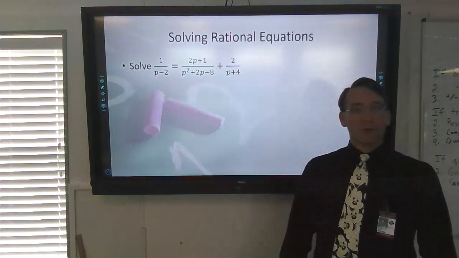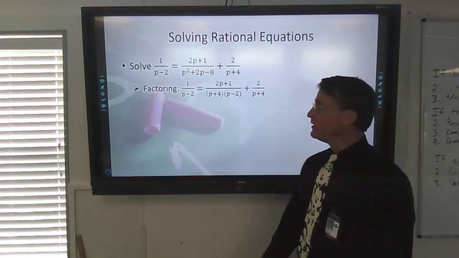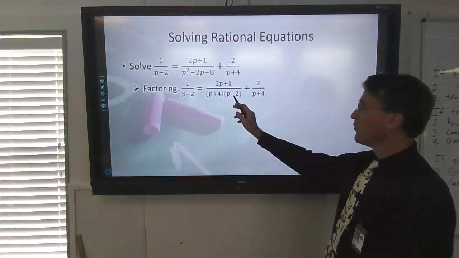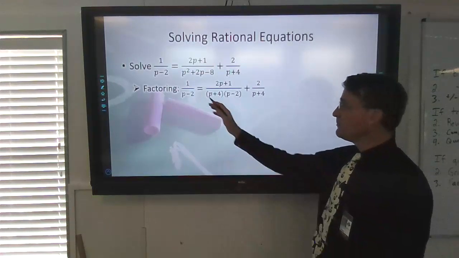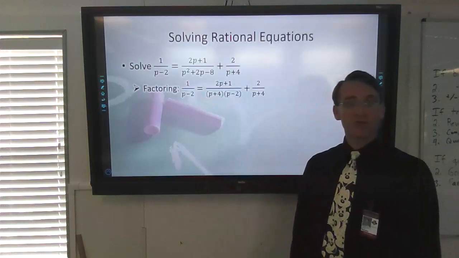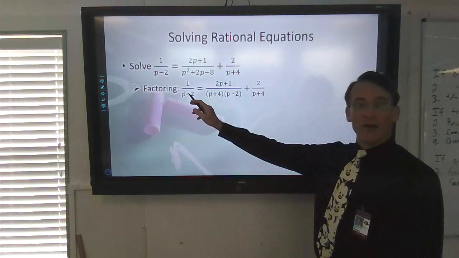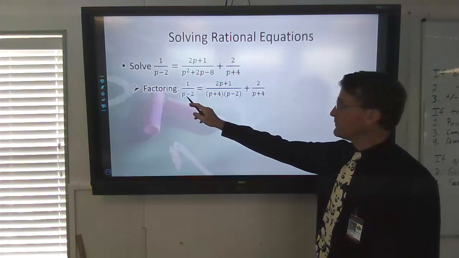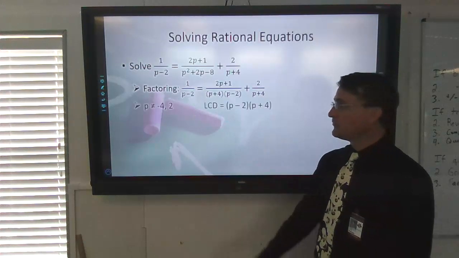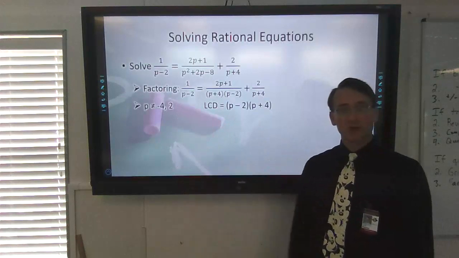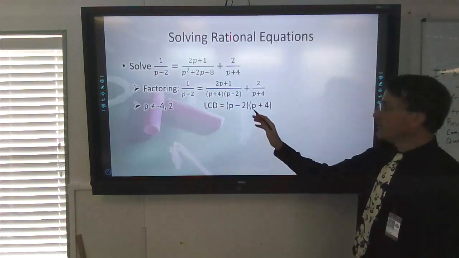Looking at that middle term, I'm going to go ahead and factor that into two binomials, p plus 4 and p minus 2. That means my least common denominator is p plus 4, p minus 2. I then look at what my values of p cannot be. It cannot be a positive 2, nor can it be a negative 4. So those are some constraints that I need to remember later on.